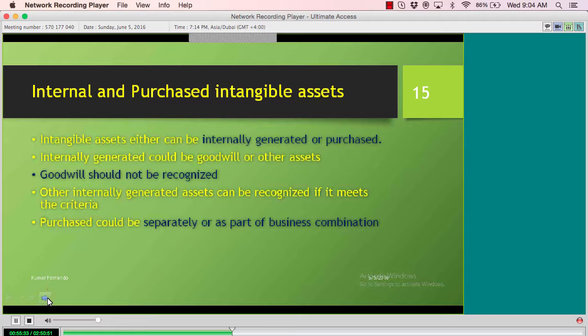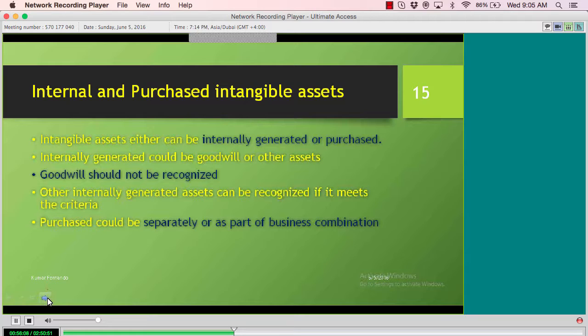Sometimes you might purchase an intangible asset. You buy the brand name of another company. You buy a company along with the brand names. You buy it for the sake of brand names. Some of these top brand names like Nokia have a big value, so you can buy that. Internally generated could be goodwill or other assets. Goodwill is your reputation. There can be some other assets like your name, your customer network, all that.